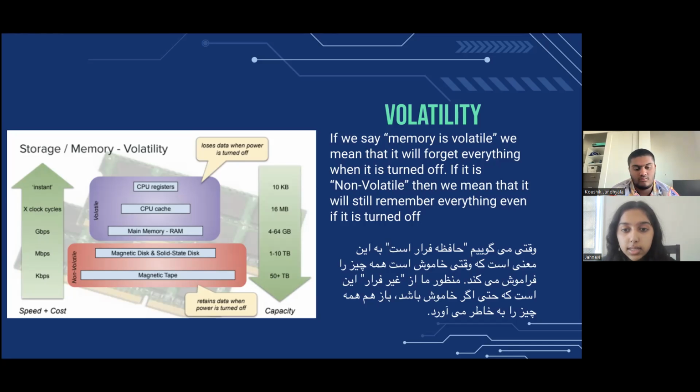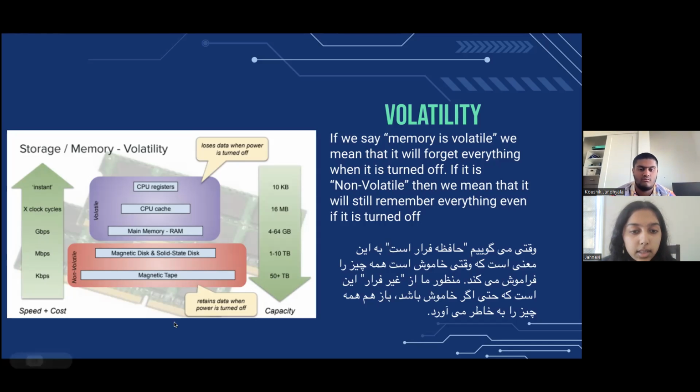An example of this is having tabs open in browsers. That is volatile because when we lose power, we lose all the tabs. However, the files on the device are non-volatile because even when we lose power, the files are still stored. Here are some examples of volatile: CPU registers, CPU cache, and the main memory RAM. And then non-volatile: magnetic tape and solid state disk.